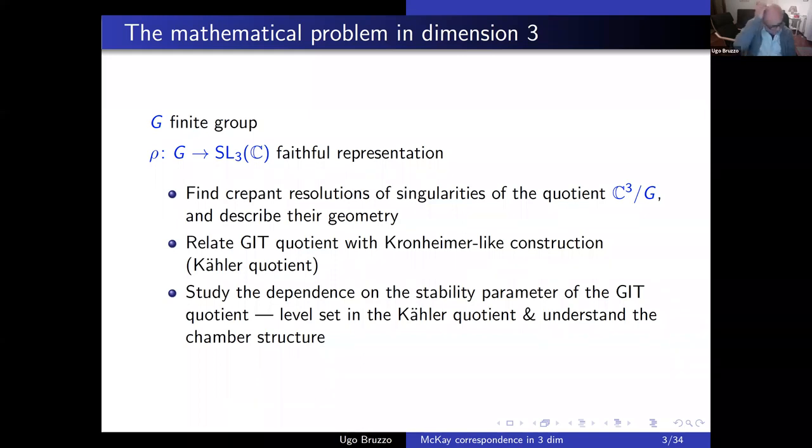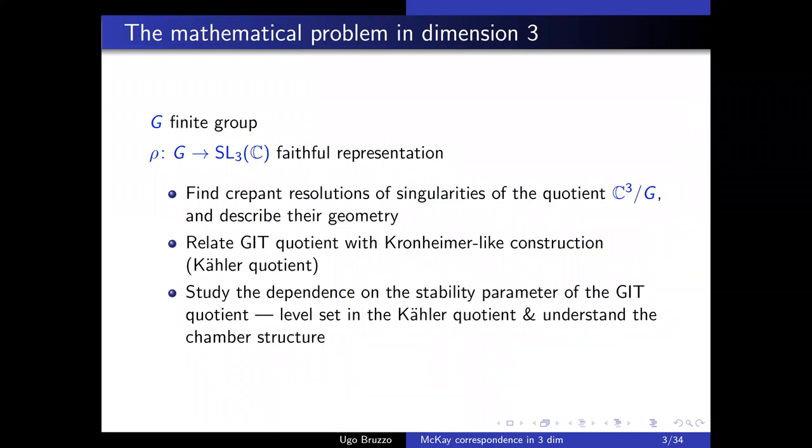Very much as in the case of the standard McKay correspondence in two dimensions, there's also a differential geometric description of the same construction, which here is actually a Kähler quotient construction. I called it a Kronheimer-like construction. And it turns out that this is more suited than the GIT description to deal with physical applications. The differential geometric description turns out to be much closer to the application to physics.